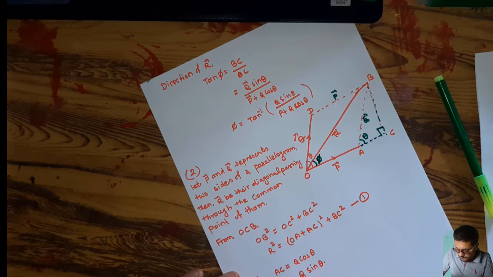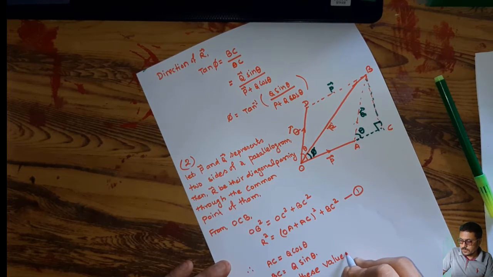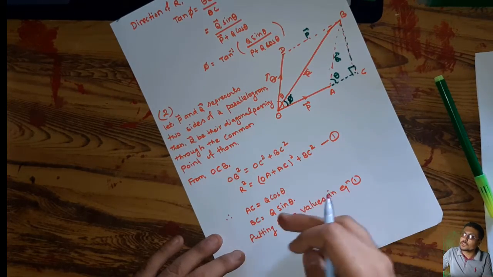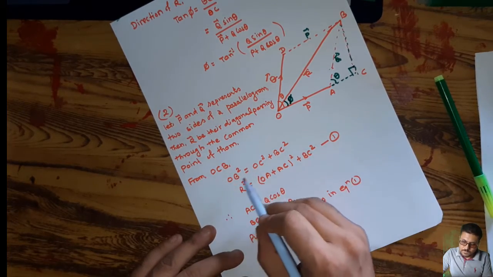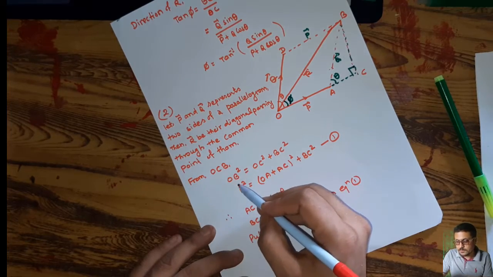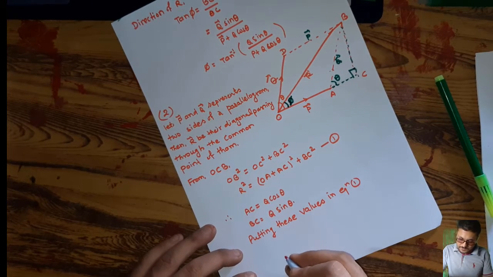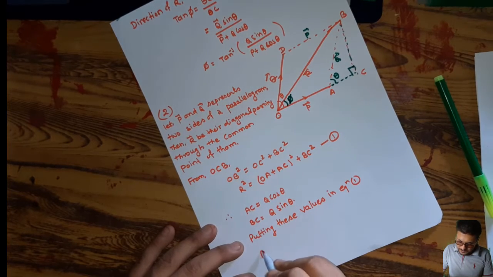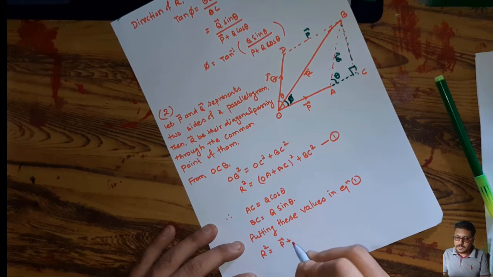Okay, putting these values in equation 1, this first equation. We have done nothing new here, we had just taken the Pythagoras theorem, and after this we have to solve only. That's why I think this is simple. Putting these values in equation 1, then R square is equal to OA, which means P vector, plus AC.